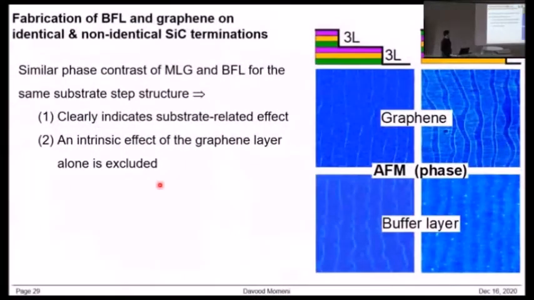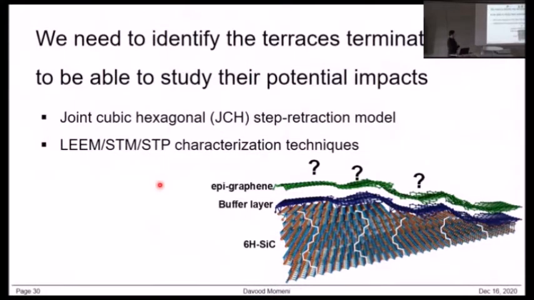From this AFM inspection, we can already conclude two very important implications. First of all, this clearly shows that this is a substrate related effect. And second, we can exclude an intrinsic effect between the graphene and buffer layer, because we see this effect also when we don't have the graphene. So what does this mean? We now need to identify the steps and terraces to be able to study their impact on top layer graphene.